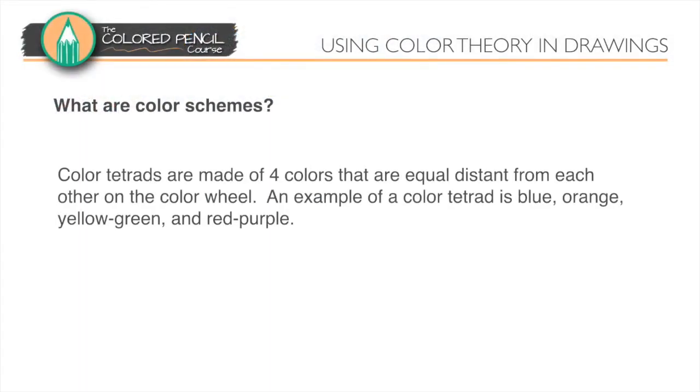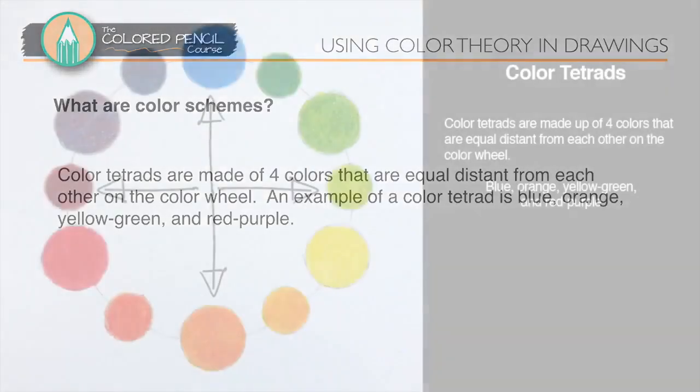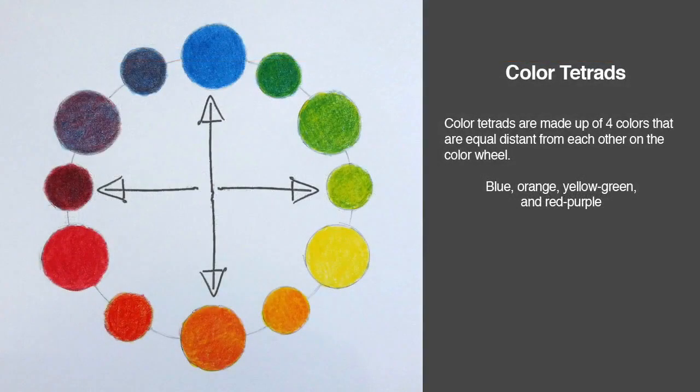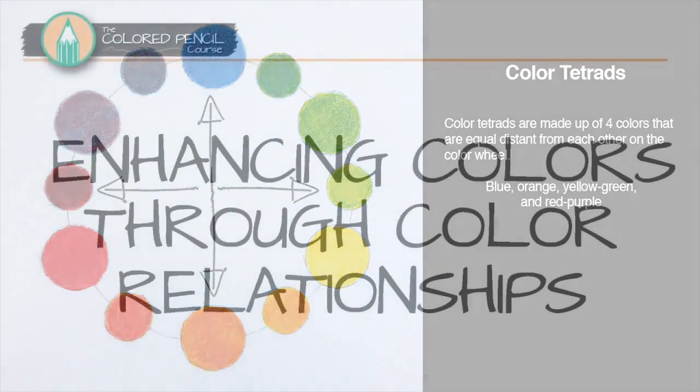Color tetrads are made of 4 colors that are equidistant from each other on the color wheel. An example of a color tetrad is blue, orange, yellow-green, and red-purple. Here's a look at that relationship on the color wheel.